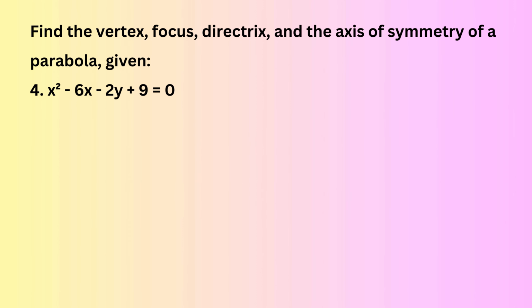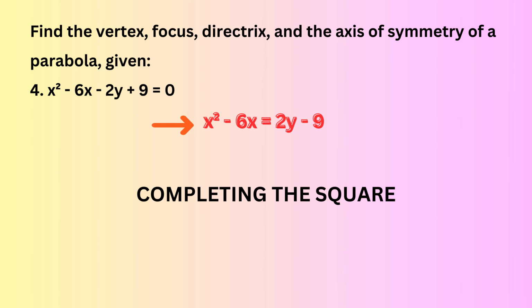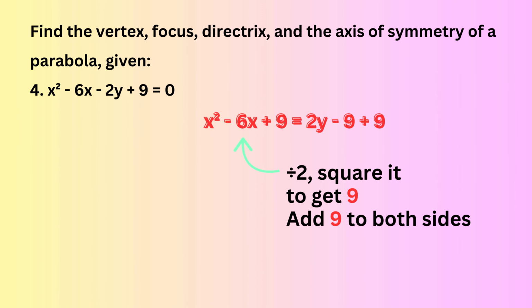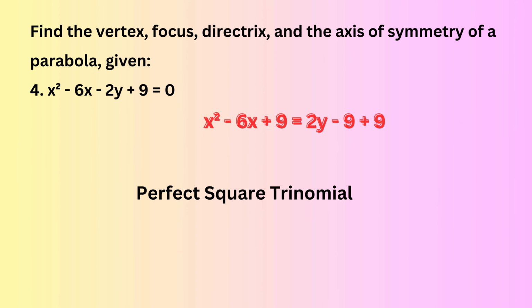To start, rewrite the equation so that the variable that is squared, and other term containing that variable, is on the left side of the equation, while everything else is on the right. Just like this one. Then, we will use completing the square on the left side of the equation. To complete the square of the left side, divide the coefficient of x by 2 and square it. In this case, we divide -6 by 2 to get -3, then square it to get 9. Add 9 to both sides of the equation. We will now have the perfect square trinomial.